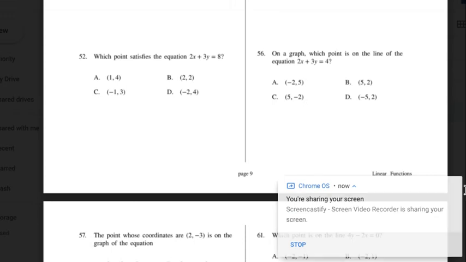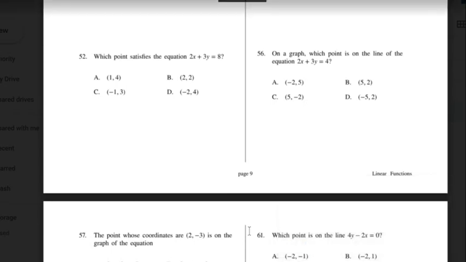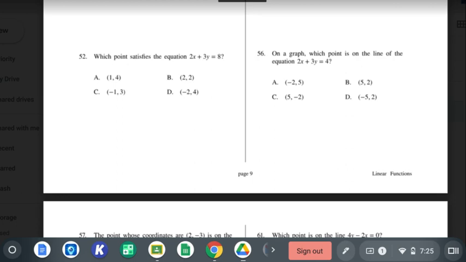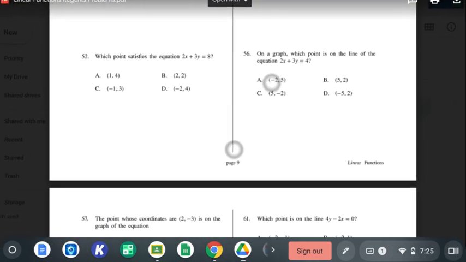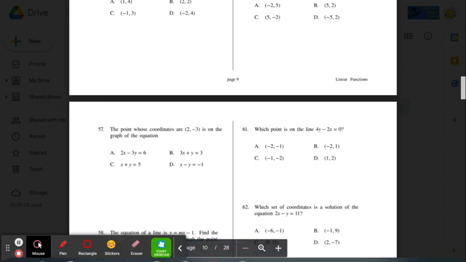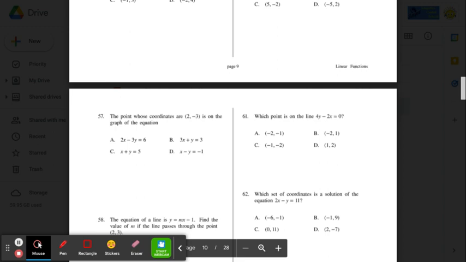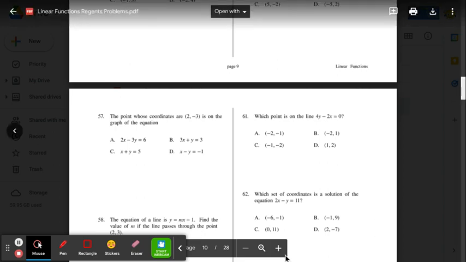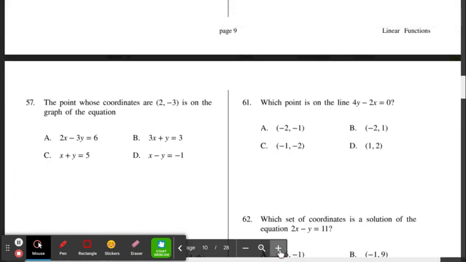Today we're working on page 9 and we are on problem 52. Looking for my drawing tools. Let's get to 52.